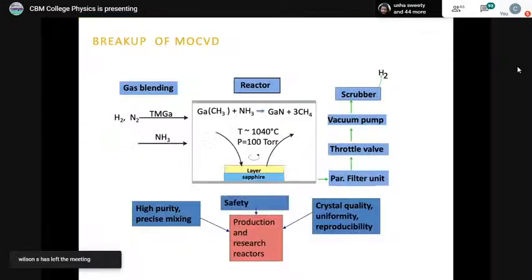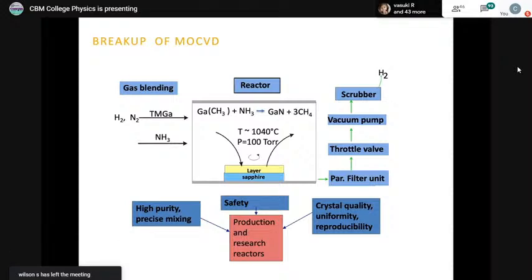So this is the breakup of our MOCVD system. We can pass hydrogen and nitrogen over trimethyl gallium and ammonia into the reactor. We have a very precise and high purity mixture going into the reactor. Here you can see that trimethyl gallium, Ga(CH3)3, will combine with ammonia at particular pressure and temperature conditions to give gallium nitride and methane. After that, the exhaust gas is filtered out through a throttle valve to a vacuum pump and scrubbed before release into the atmosphere. Almost all production and research reactors have inbuilt safety, and also crystal quality and uniformity monitors.